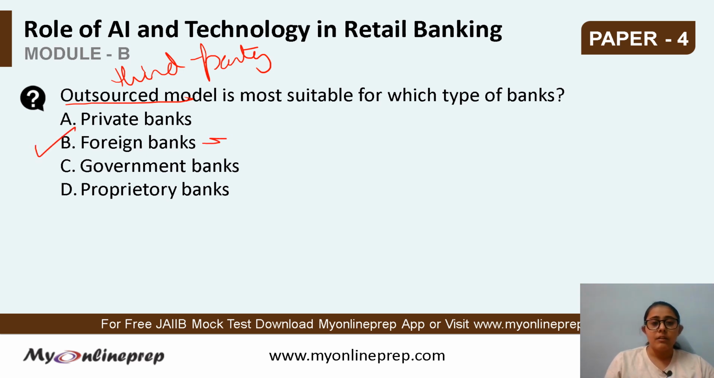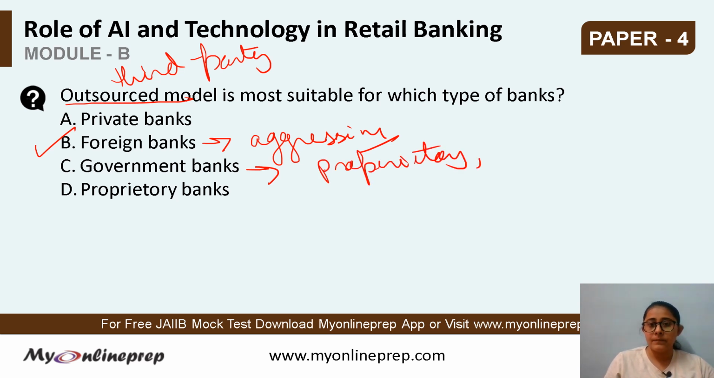So this is most suitable because these are very aggressive on the retail side, these foreign banks. So they use the outsource model, and it is more suitable because they're aggressive on the retail side. Moreover, the model that is adopted by the public sector banks is the proprietary model, the models that are developed in-house. So proprietary banks or the government banks use the proprietary model, or the in-house development.